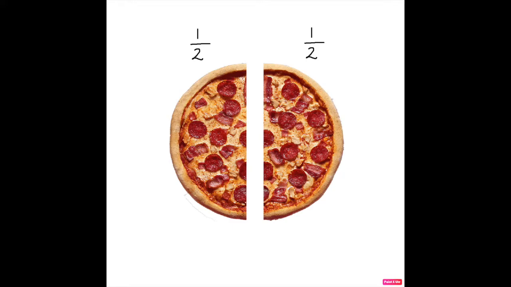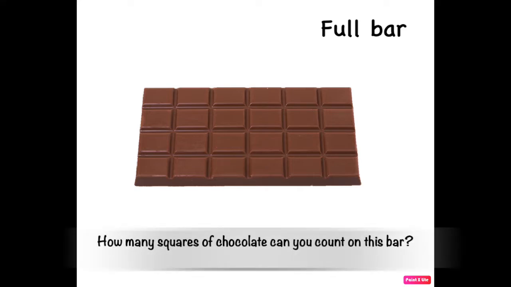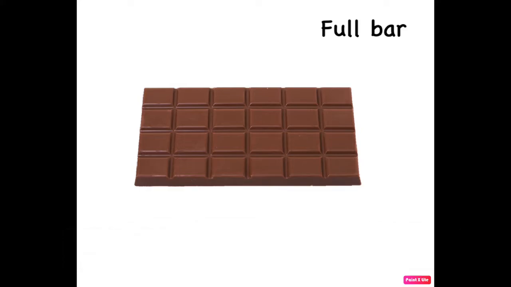Now let's look at this bar of chocolate. Yummy. Is this lesson making you hungry? It's making me hungry. So this bar is one whole bar of chocolate. How many squares of chocolate can you count on this bar? Well done! 24. It's great when chocolate bars have squares on them because it means it is so much easier to divide them into fractions, which means to divide them equally into parts.